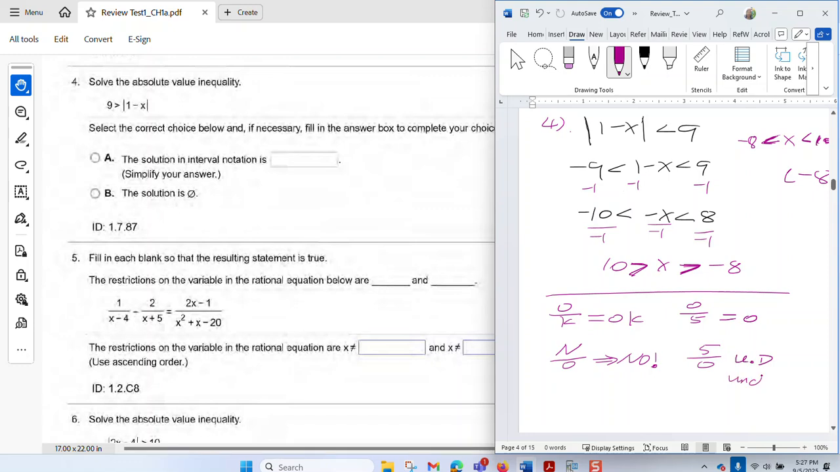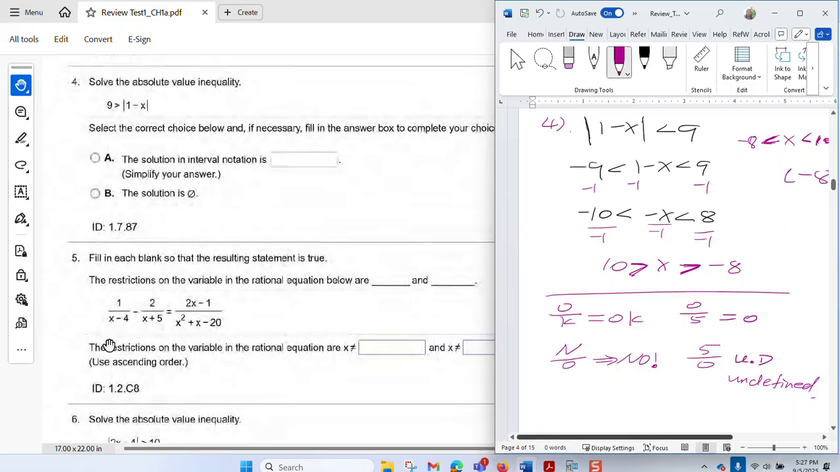That means the calculator won't be able to do that. It will give you the error message. So that's undefined. So no is a no. 0 on the top is okay. All right, so the restriction on this one right here, look at this one right here.